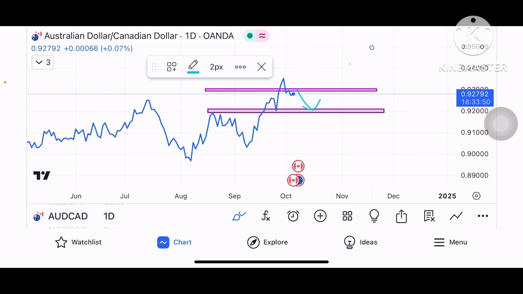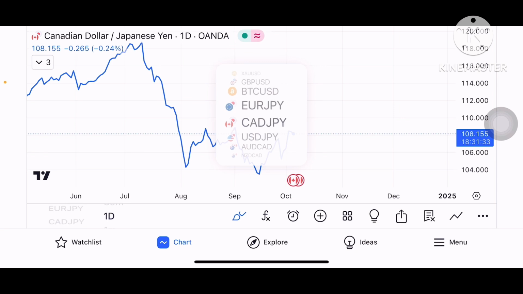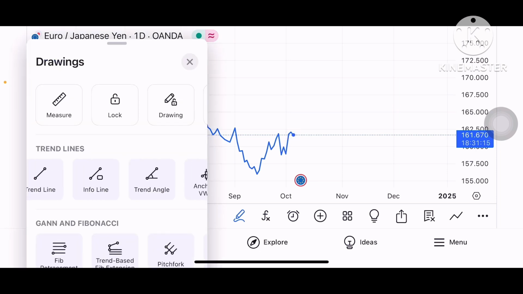So just analyze from the lower time frame, marking up your stop loss above this resistance and your take profit all the way down here. That is the support. So the next pairs we are going to analyze are the JPY pairs. So Euro JPY. Let's mark out our zones first. So we are expecting a pull up on Euro JPY.